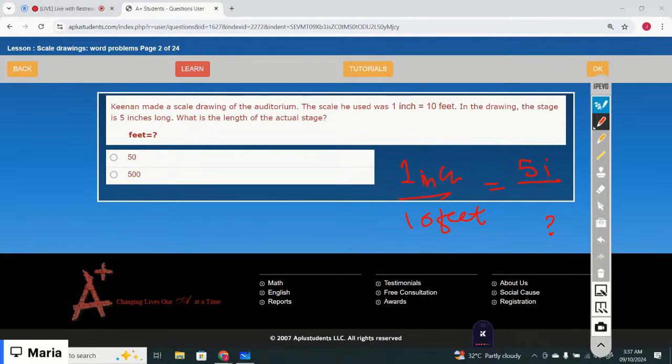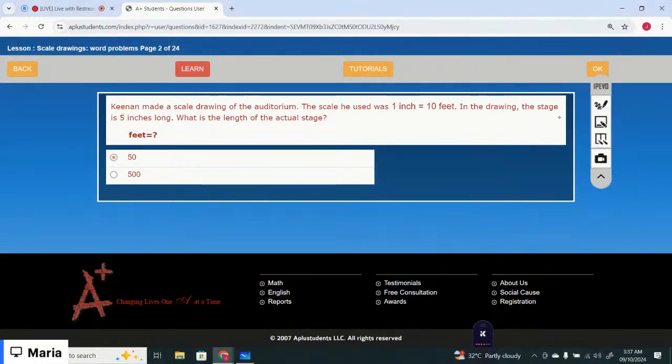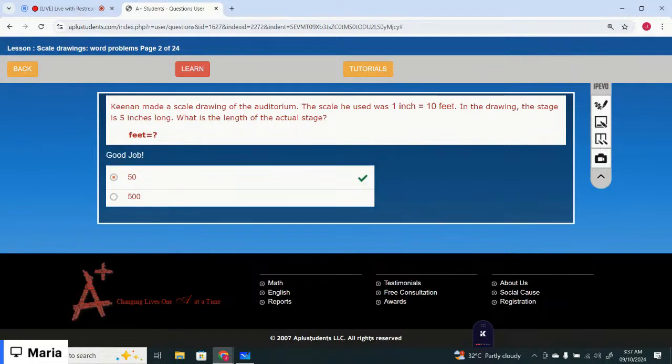The correct option is 50. 1 times 5 is 5, so 10 times 5 is 50. The correct option is option number one. 50 feet it is.